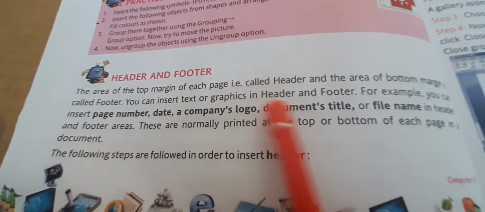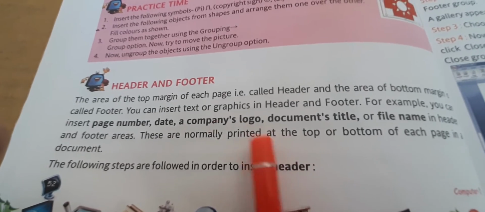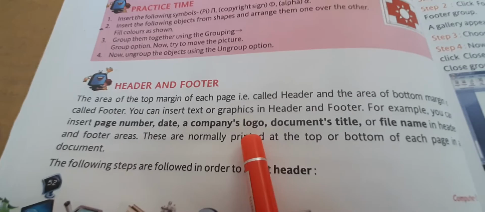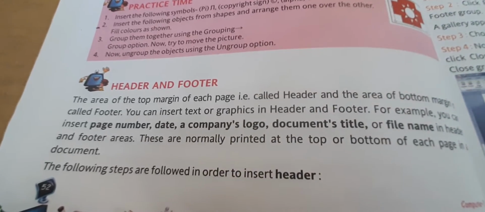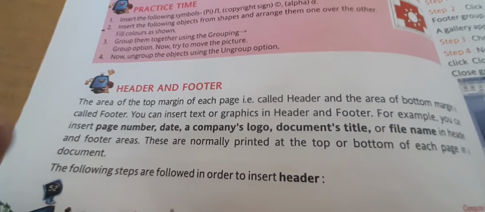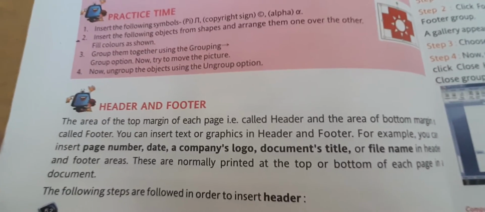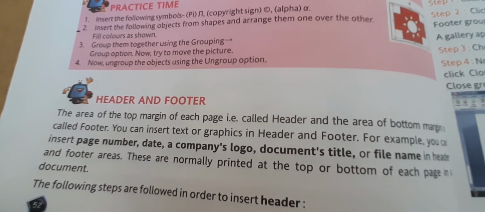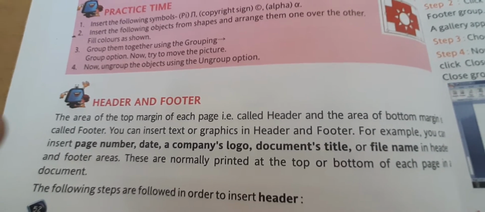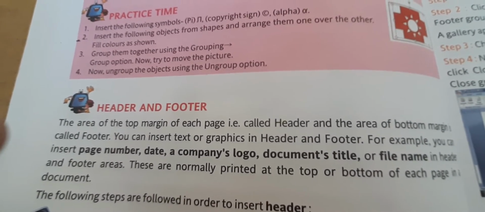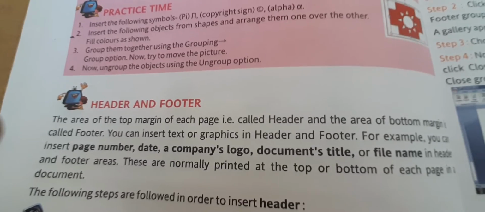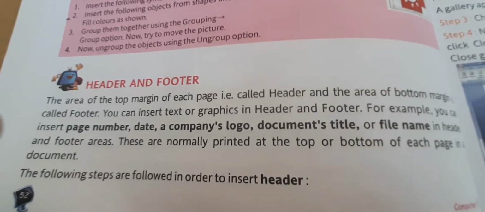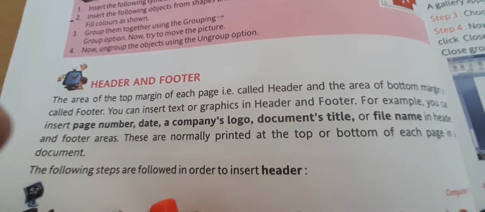Okay, so this way we can set the header and footer, and the things which are given here, like page number, date, etc., you can change these things as per your own convenience. You don't have to stick to only these things. Okay, you can use your creativity to add elements in the header and footer of your document. Fine, so let's see the steps for adding header and footer.